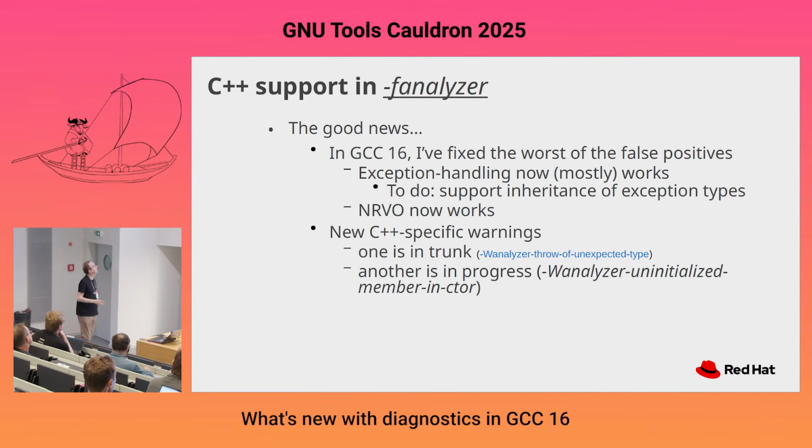The other one is the named return value optimization. It didn't understand it before and would always say, oh, it's a leak. And no, it's not. There was a part of GCC's IR that I didn't understand. That's now done.